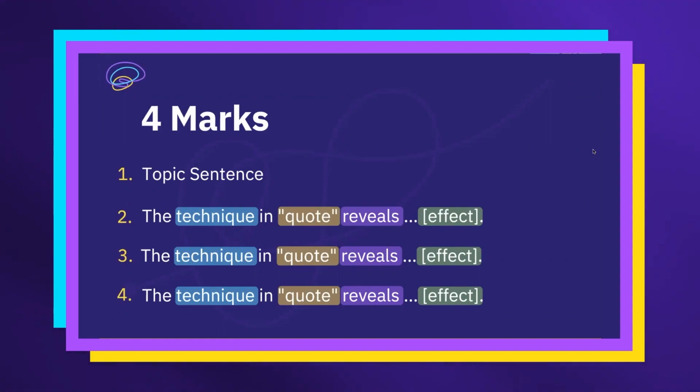For a 4 marker, you need 3 different techniques, and you need to make sure that you're not repeating the point that you made in a previous sentence with the new sentence. So make sure that you have 3 unique points. They might all be very similar, but you need to make sure that they are actually a unique point and you're not repeating yourself. Otherwise, you won't get the extra mark.